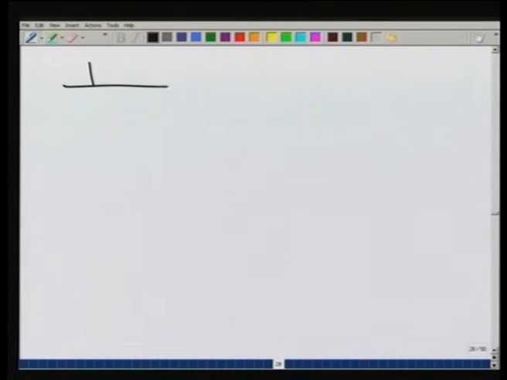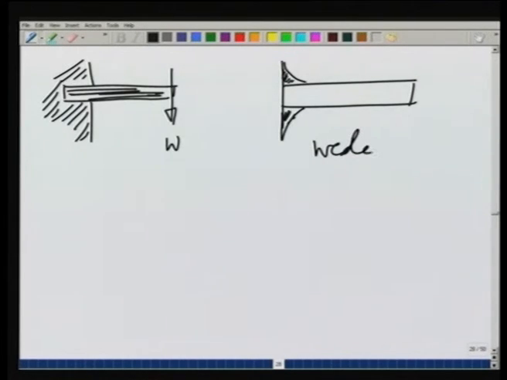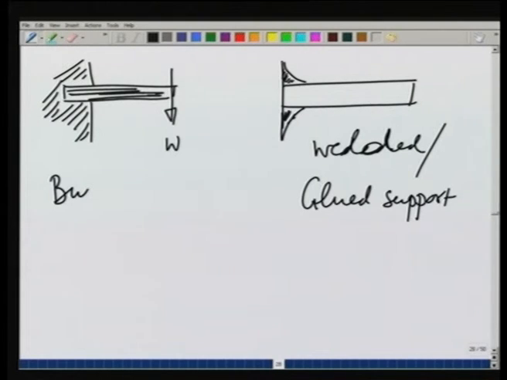Next, we look at built-in supports, that is, suppose there is a support or a beam which is inserted in a wall and is like this, and I apply the load here in any direction, or a support which is glued to a wall. Suppose I glue or weld it here. So, welded or glued support, and this is a built-in support.